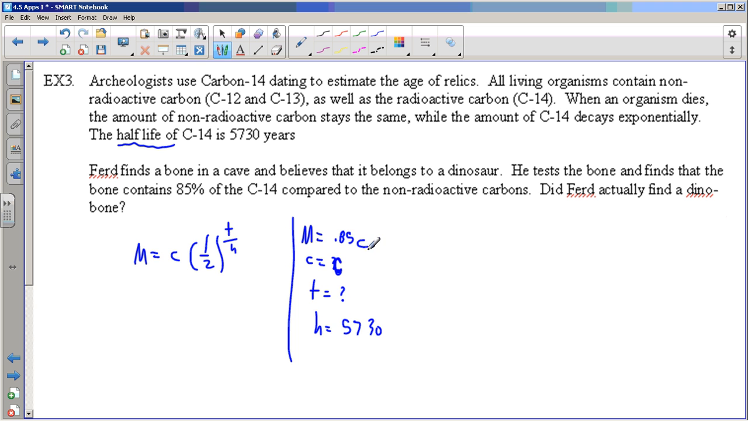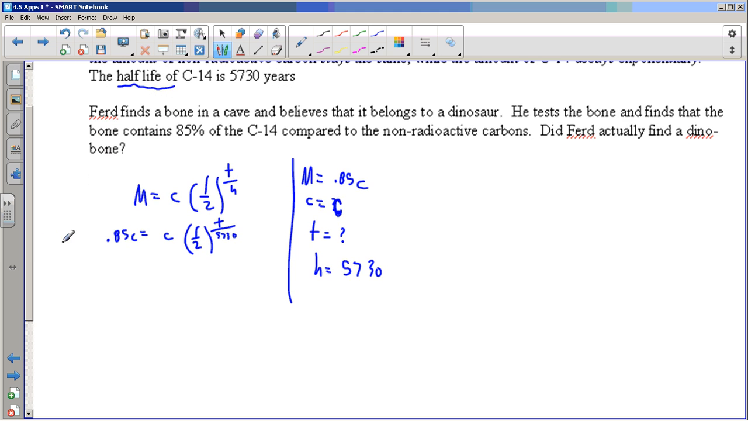If you don't like this idea of the C, well, then you can pick any amount. It started with 100 grams and then would decay to 85 grams, whatever. I just know that whatever I started with, it's 85%. So watch how this works. On this side, it's 85% of what I started with, and I don't care what I started with, but the half-life is 5730. Okay? And this is just a known thing, given in the question in this case.